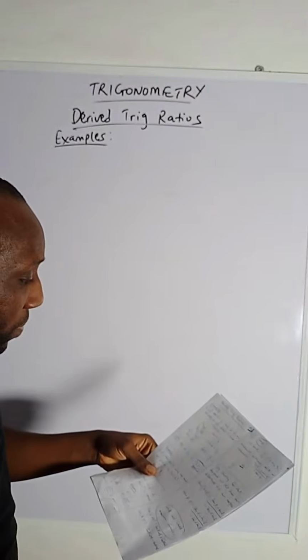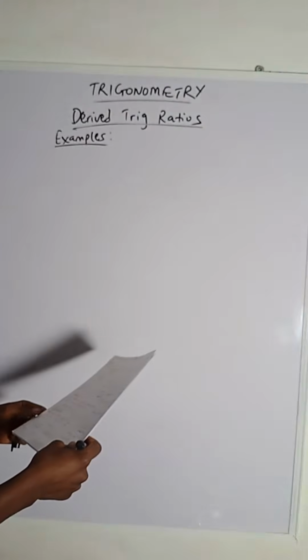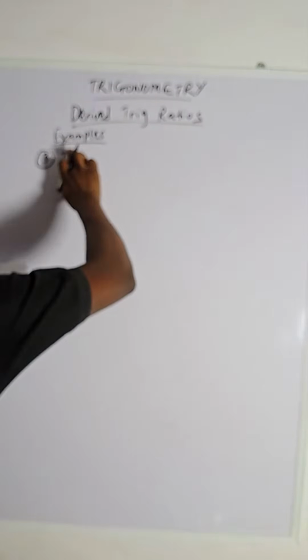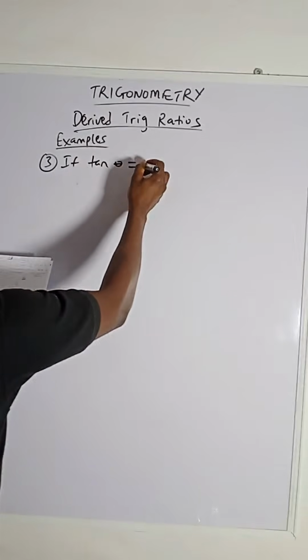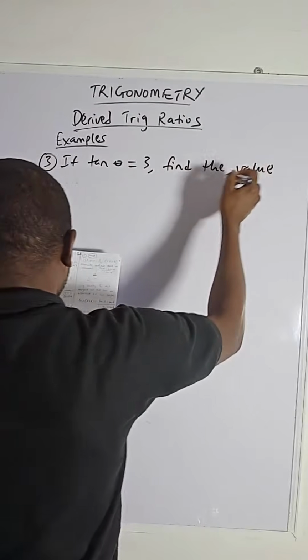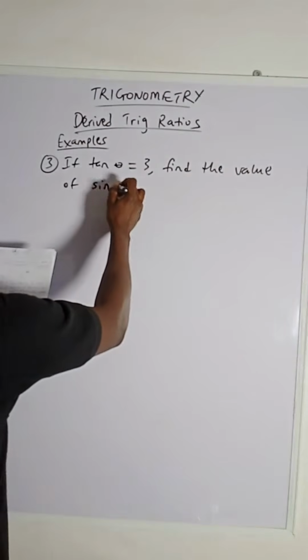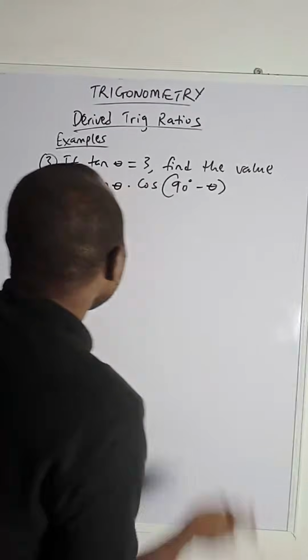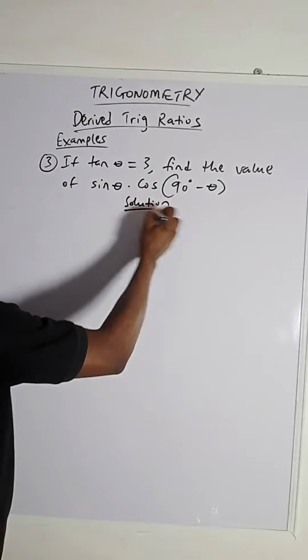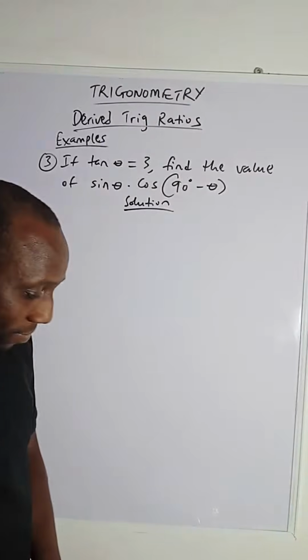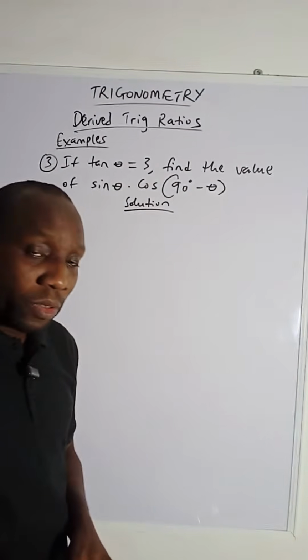Okay, so let's move on to another example. Maybe you can even try this. This is example 3. If tan theta is equal to 3, find the value of sine theta cos (90 degrees minus theta). Can you try this out?